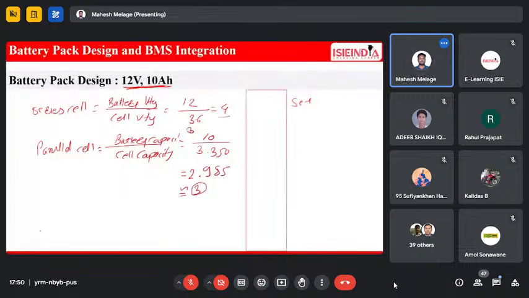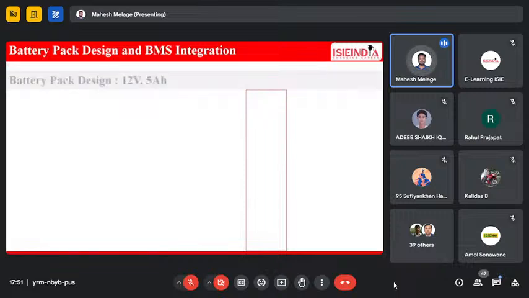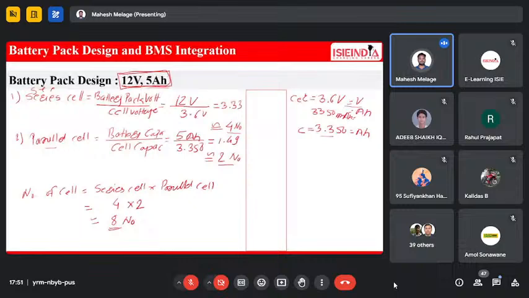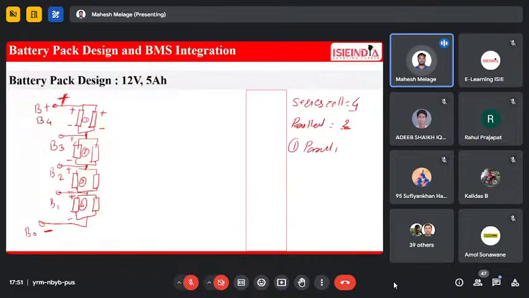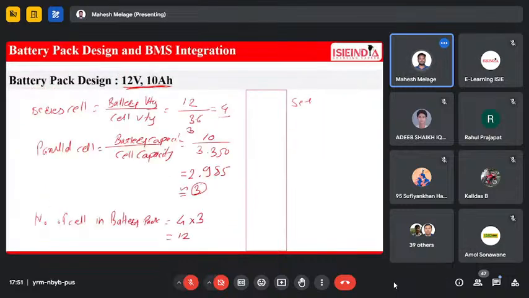So calculate the number of cells in the battery pack. Series are 4 multiplied by parallel are 3. It goes to 12. In the previous numerical, we saw the number of cells is 8 cells. In this battery pack, the number of cells goes to 12 cells. So now we design this battery pack.